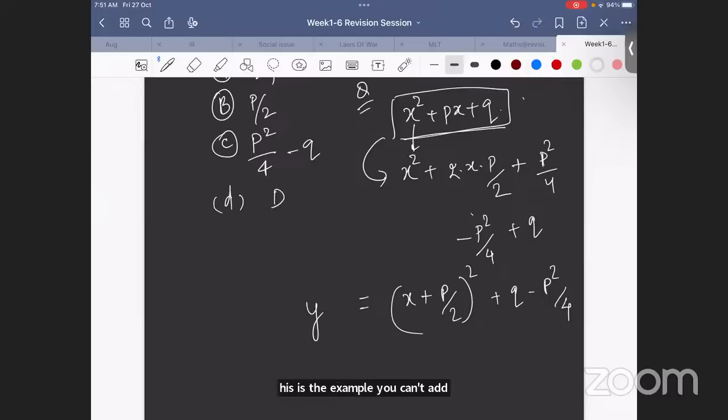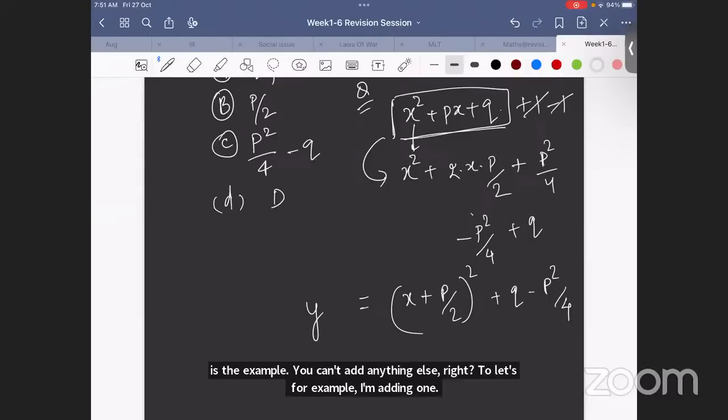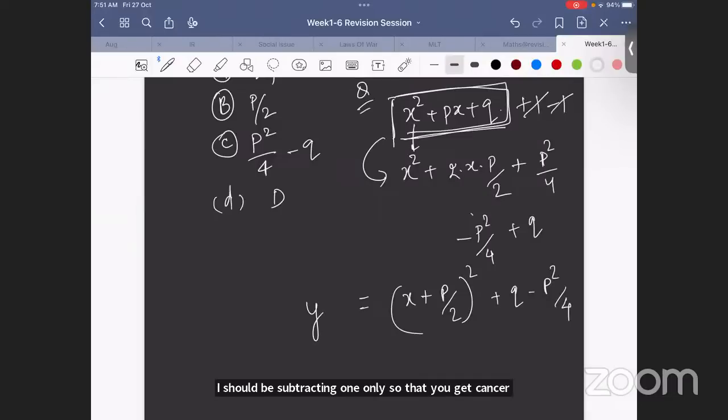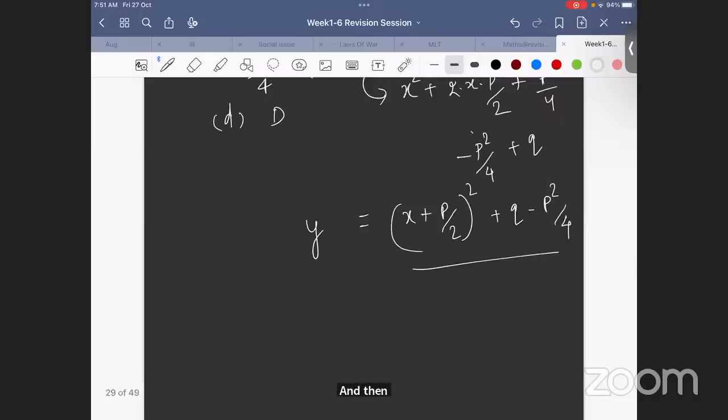Let's for example, I'm adding 1. So I should be subtracting 1 only so that it will get cancelled, right? Because this is our original value, correct? So if I'm converting this equation in this form, if I'm adding p square by 4, I should be subtracting p square by 4 also, correct? And then q. So you're left with this equation.